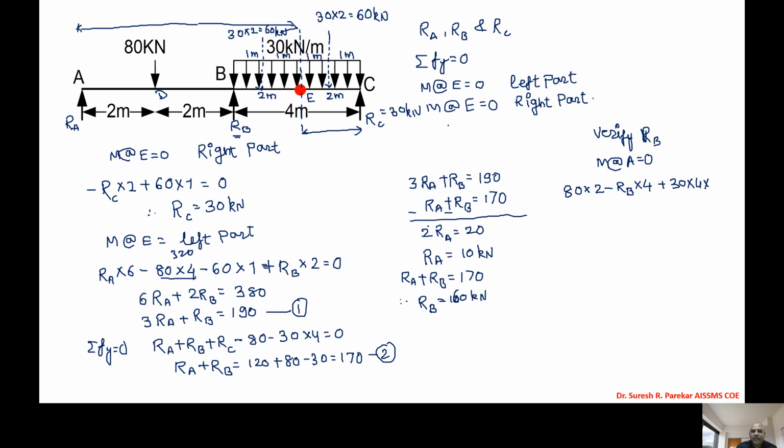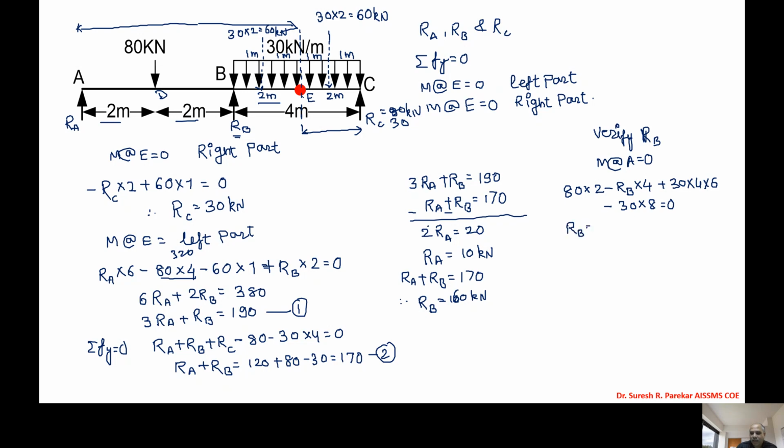It will act at the center, that is at E, and therefore the distance from A to E is 2 meter to 4 meter, and this is 2 meter, 6 meter. So 30 into 4 into 6, then we have minus due to RC. We have the value of RC, 30 kilonewton. So 30 into 8, and that is equal to 0. And from this we will get the value of RB.